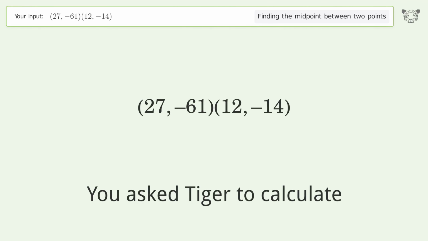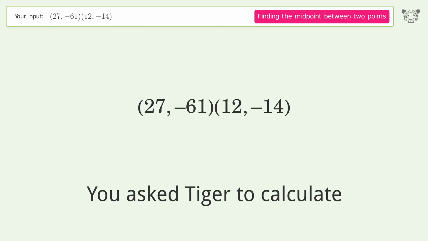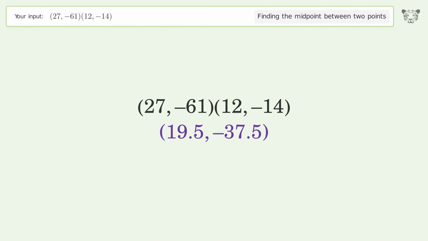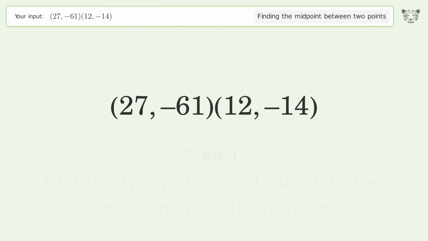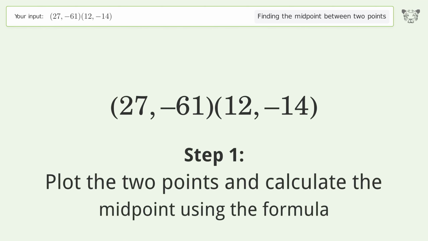You ask Tiger to calculate. This deals with finding the midpoint between 2 points. The midpoint between the 2 points is 19.5, negative 37.5. Let's solve it step by step. Plot the 2 points and calculate the midpoint using the formula.